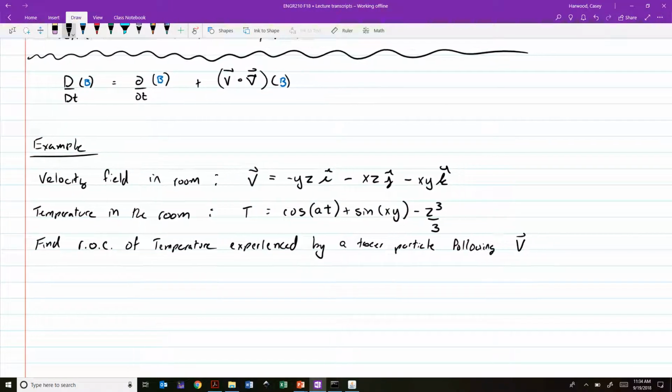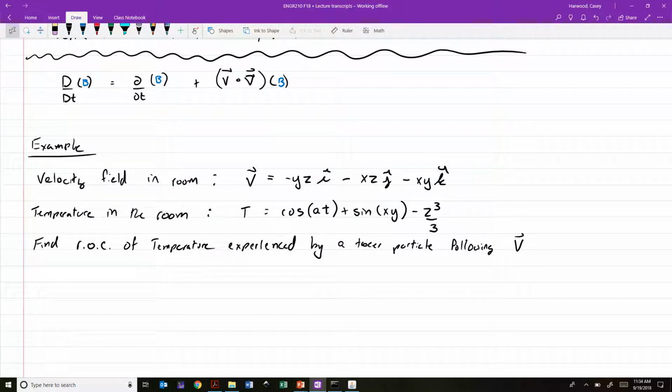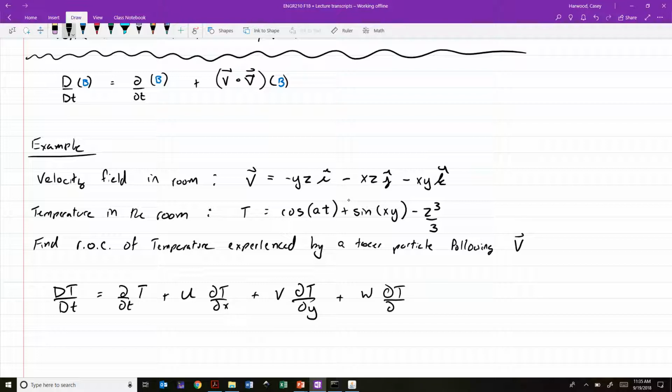Those of you that have been checking in on the ICON site, I did upload a couple of examples that worked through very similar problems to this. The methodology that I propose is basically to take your material derivative and expand it out. Get rid of this vector notation and write it as DT/Dt is equal to the partial rate of change of temperature with time, plus u partial t partial x, plus v partial t partial y, plus w partial t partial z.